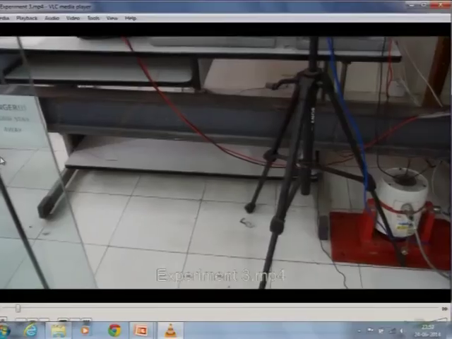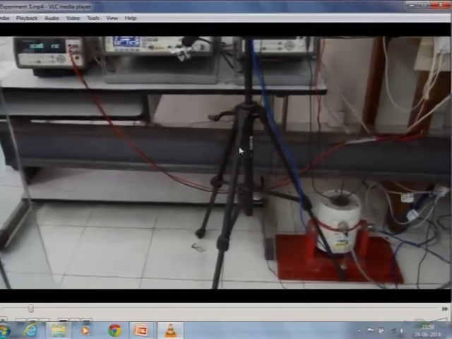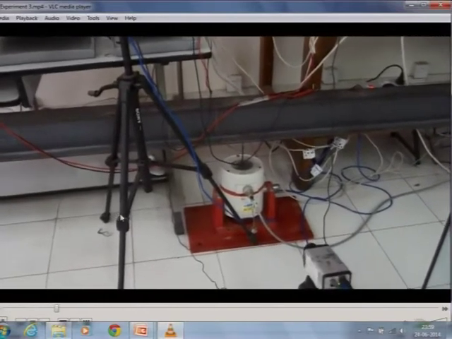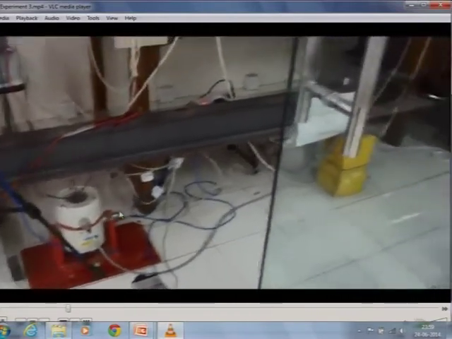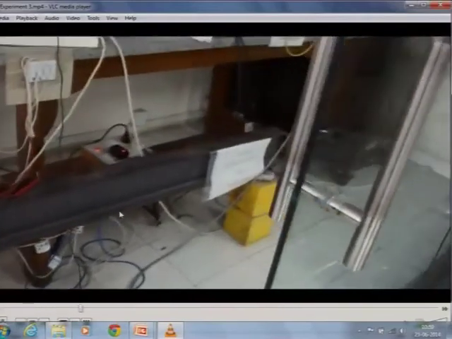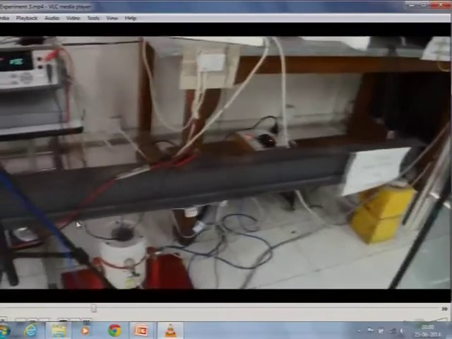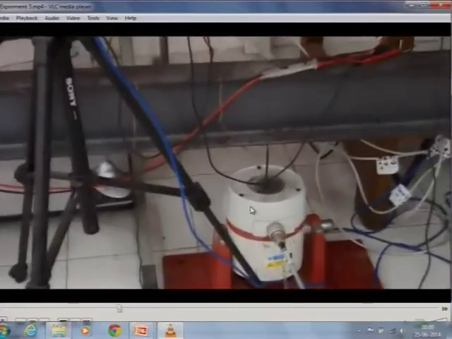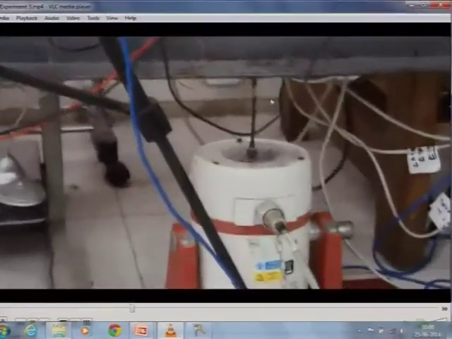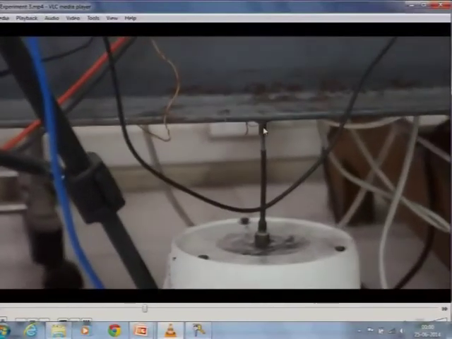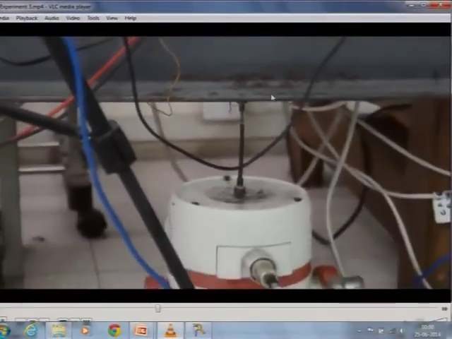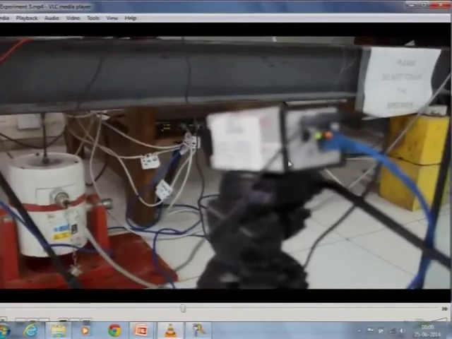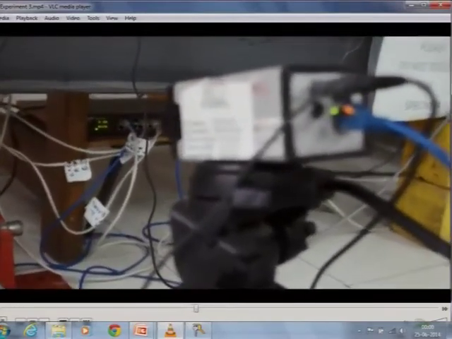You can see the 3.2 meter long steel beam closely in this video. The shaker is kept at the bottom and it is attached to the bottom flange of the beam. The stinger of this shaker is attached to the bottom flange of the beam. This camera is used for capturing the video for experiment number 3.